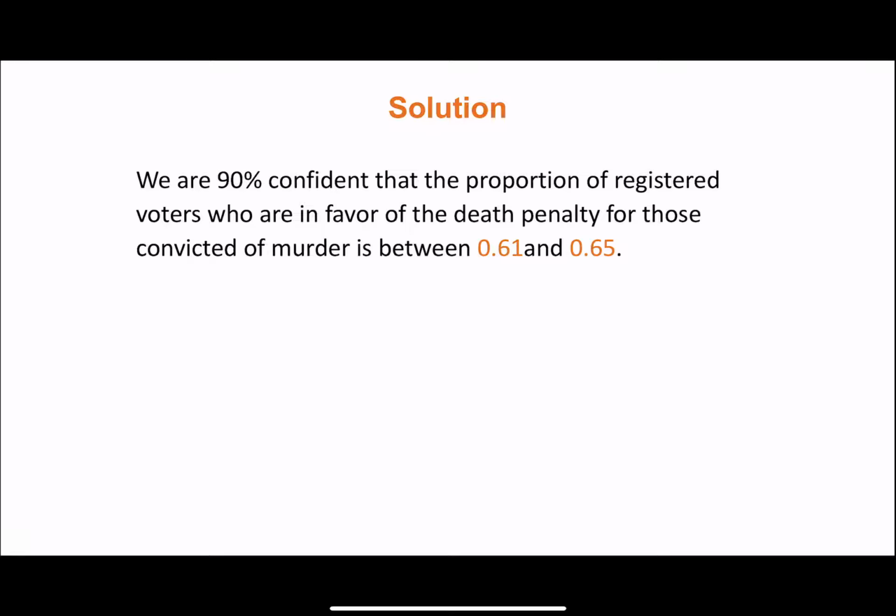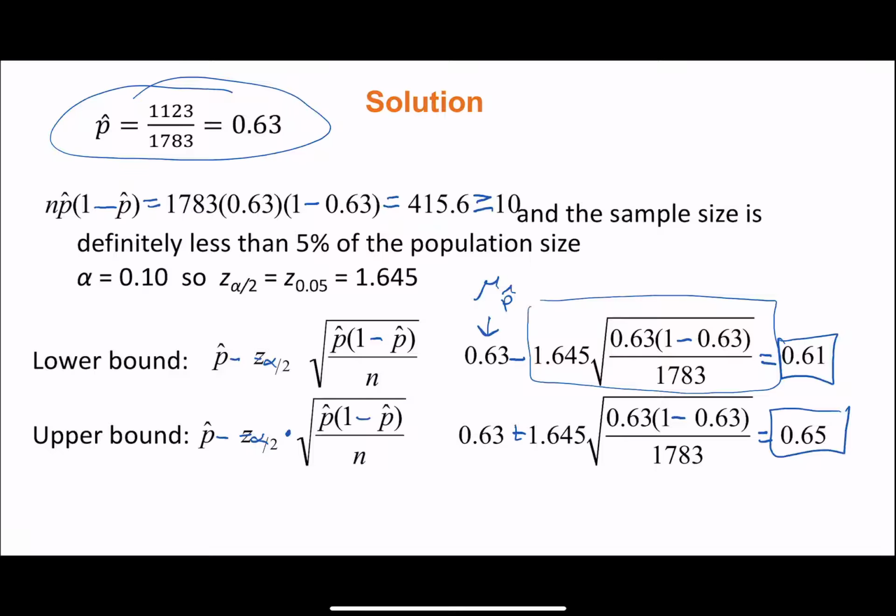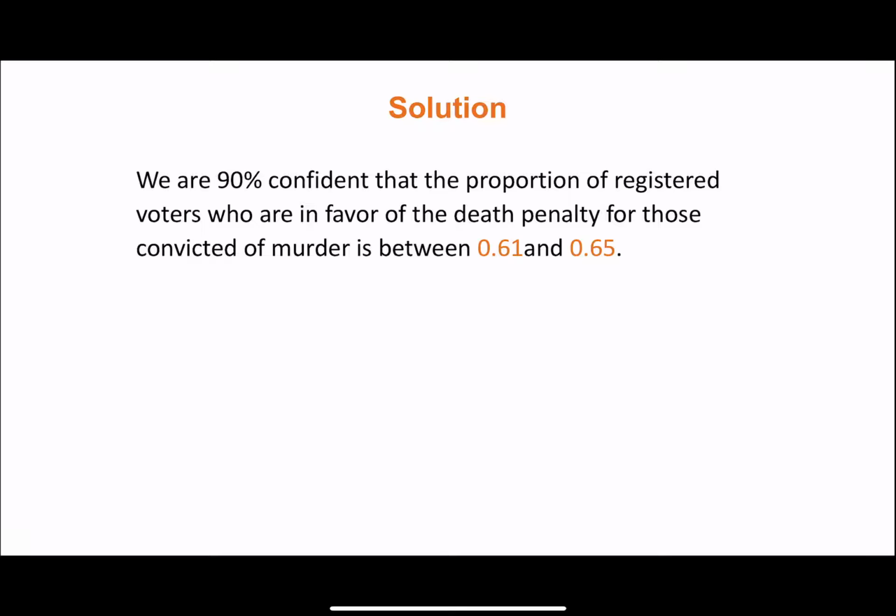So we are 90% confident that the proportion of registered voters who are in favor of the death penalty for those convicted of murder is between 0.61 and 0.65. So these two numbers that I have are my upper bound and my lower bound. So we can be 90% confident that the actual number of people in favor of the death penalty is between these two values. That is our margin of error. So hopefully that made sense.